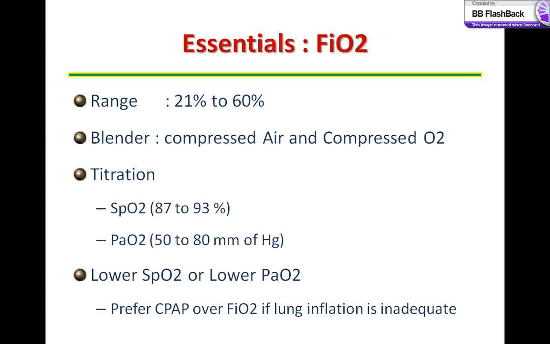Coming to the FiO2, the range of FiO2 which we deliver for a baby on CPAP varies from 21% to 60%. And to get this dose regulation, we need a blender, a compressed air source and a compressed oxygen source. One would titrate the FiO2 to maintain the saturation between 87 to 93% or a PaO2 between 50 to 80 mm of mercury. For improving oxygen, one would increase either the pressure or the oxygen, that is fractional inspired concentration of oxygen.